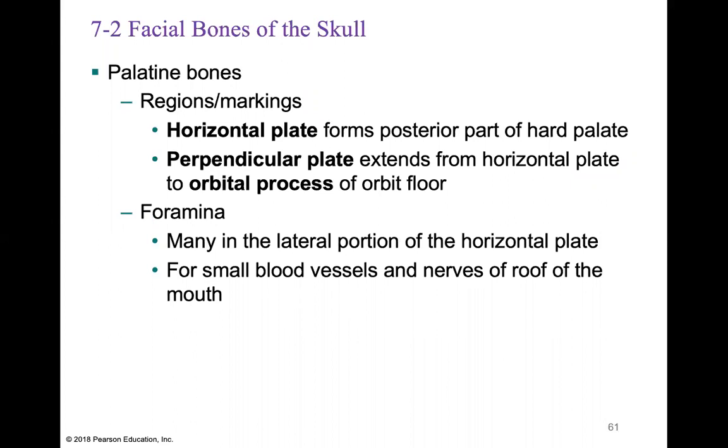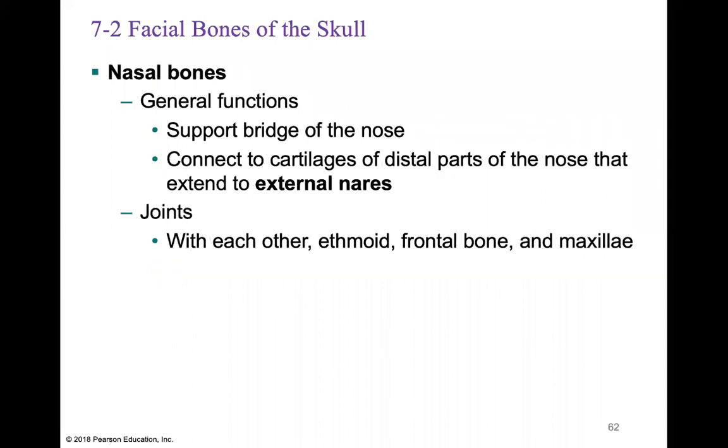Looking at the palatine bones, some regional markings here. The horizontal plate will form the posterior part of the hard palate, and the perpendicular plate will extend from the horizontal plate to the orbital process of the orbit floor. There are many foramina located here, which will allow various nerves and blood vessels to pass through.